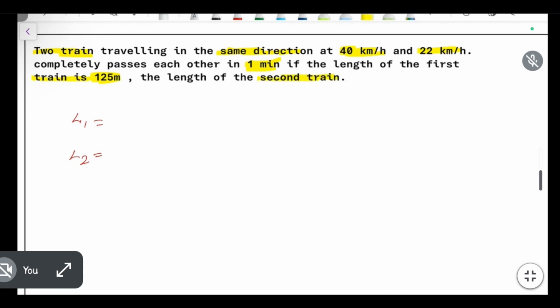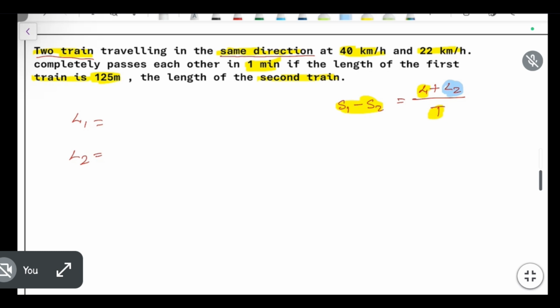For you guys to understand, let me just write the formula here once. Since they are traveling in the same direction, the relative speed was speed 1 minus speed 2. Same direction means subtraction. Since we have two trains, the formula is the distance, which is the length of the first train plus the length of the second train, divided by the time taken. If you look at this, you have this value, the length of the first train, and the time, so you can find this value easily.